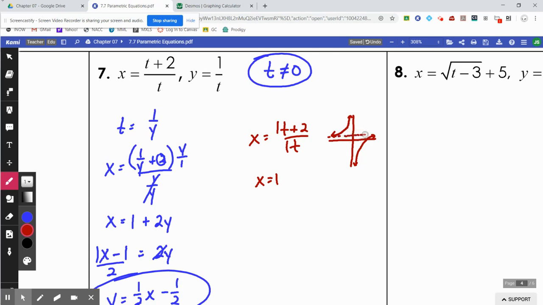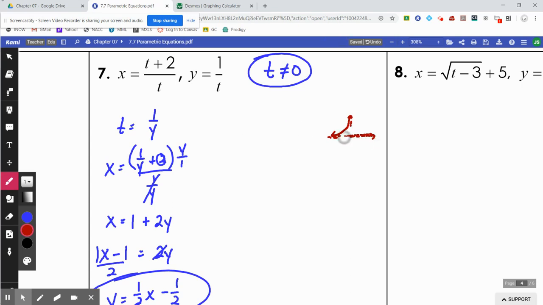So that vertical asymptote at 0 created this x asymptote right here at 1. So therefore, that's going to be your restriction on x. The restriction of t not being able to be equal to 0 created an x restriction of 1. So that's going to be what x can equal. Or here's the other way of doing it.